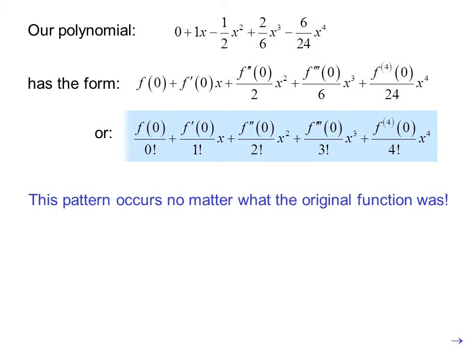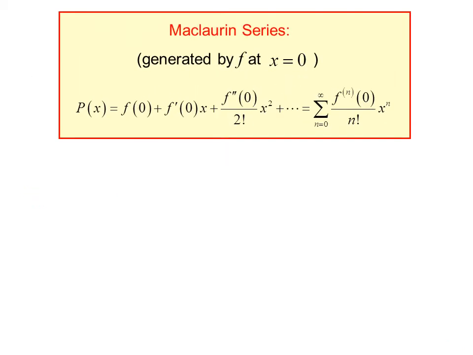This pattern occurs no matter what the original function was. The Maclaurin series, generated by f at x equals 0, is this series. P of x equals f of 0 plus f prime of 0 x plus f double prime of 0 over 2 factorial x squared, and so forth, or the summation from n equals 0 to infinity of the nth derivative at 0 over n factorial times x to the n.